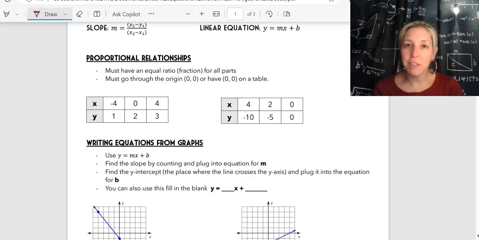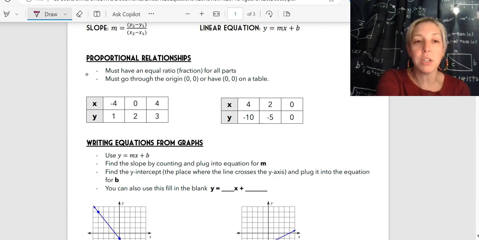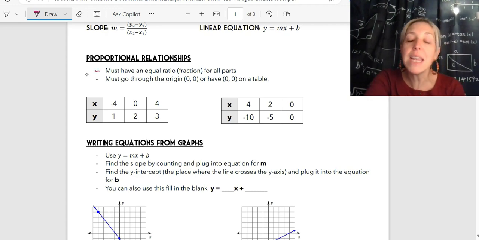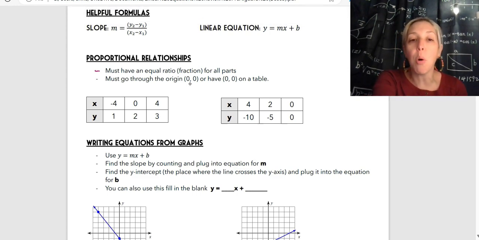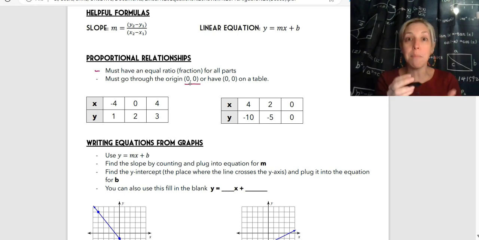So the first section of your test is going to be about proportional relationships. This was the very first thing that we worked on when we started way back in the beginning of January. So 2 things for proportional relationships. They must have an equal ratio or fraction for all parts, and I'll talk about that a little more in depth. And they must go through the origin, that's the middle or (0, 0) on our graph, or they must have (0, 0) on the table. So we'll look at some examples of that.